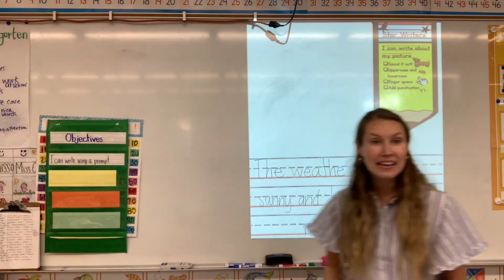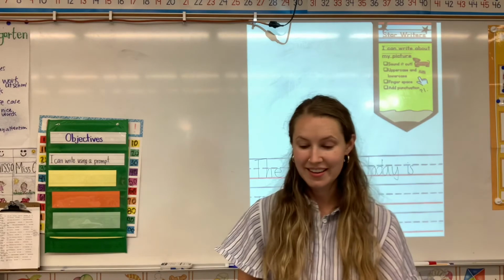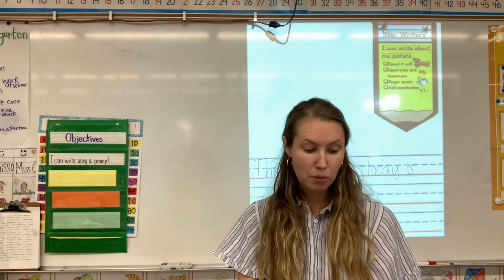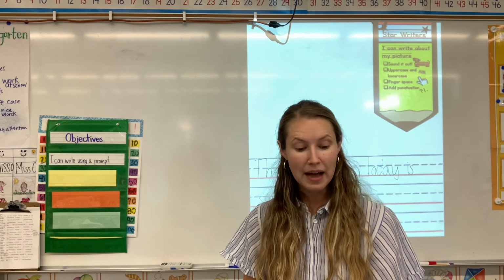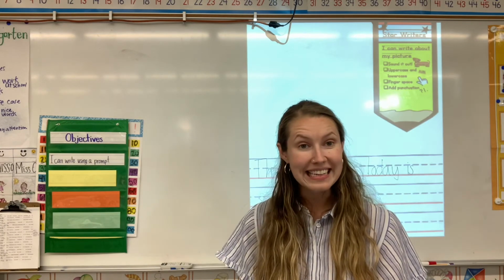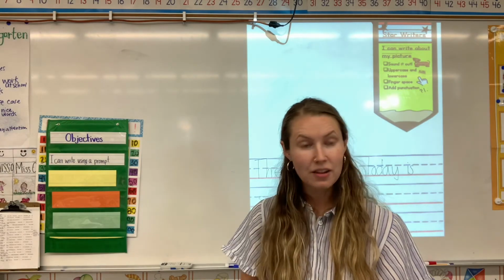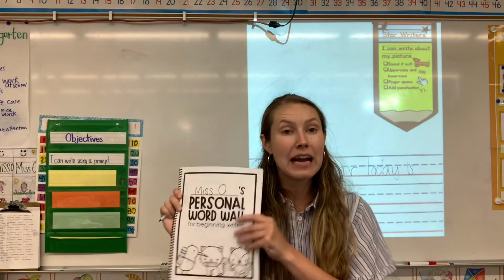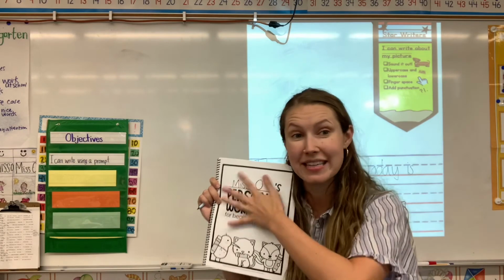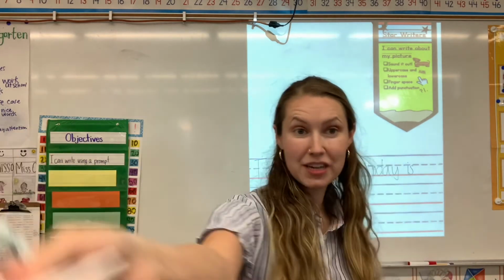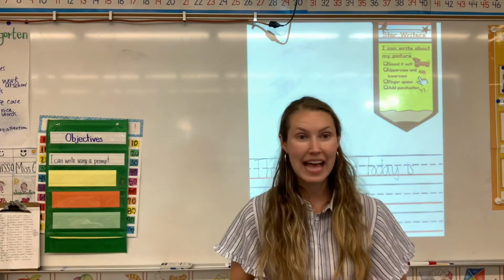And now I'm ready to draw a picture to go with it. So we're going to be using our personal word wall to help us to write every day in our morning journal. You can always come back and look at this whenever you're writing, and whenever we find new words, we'll be able to add it in here based on the beginning sound. So now I'm going to draw my picture to go with my journal.